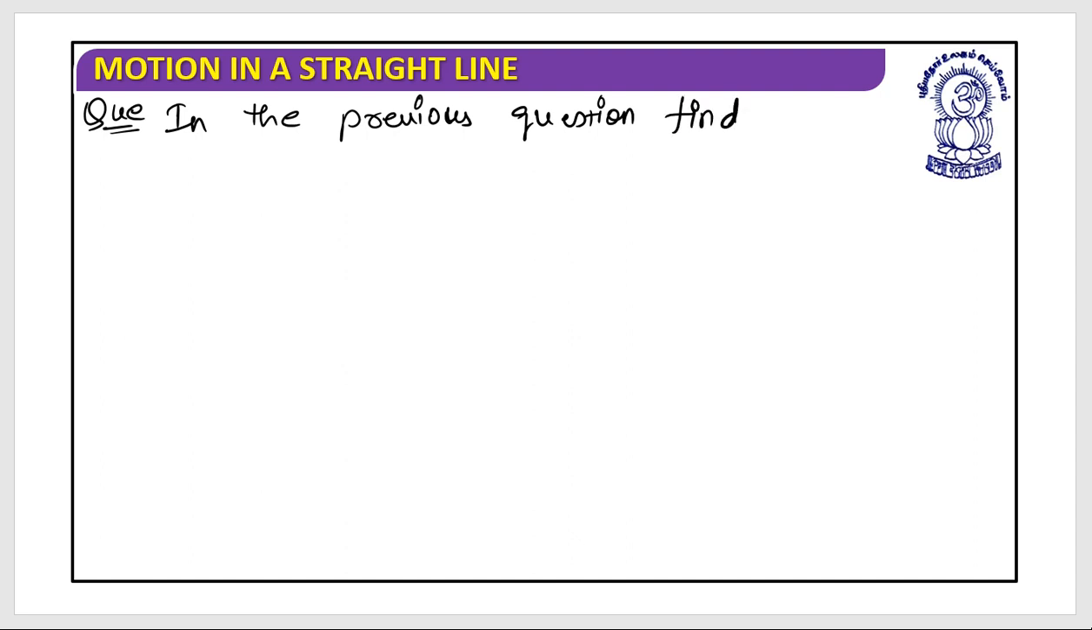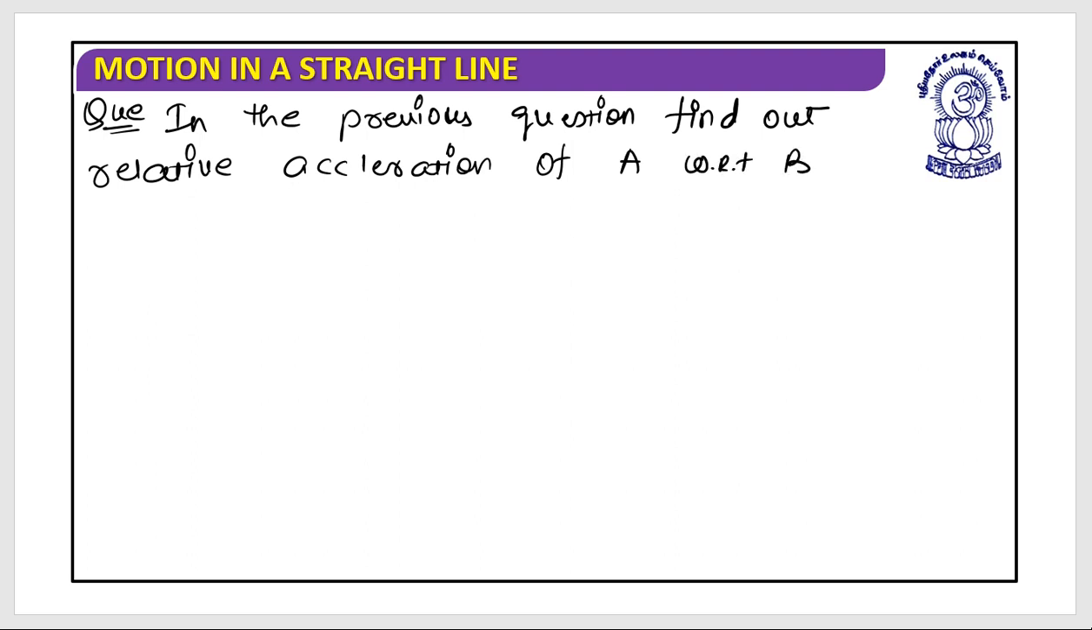Find out the relative acceleration of A with respect to B. You need to find out the acceleration of A with respect to B. How can you do this?